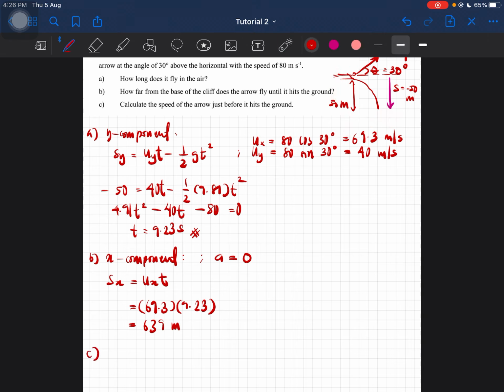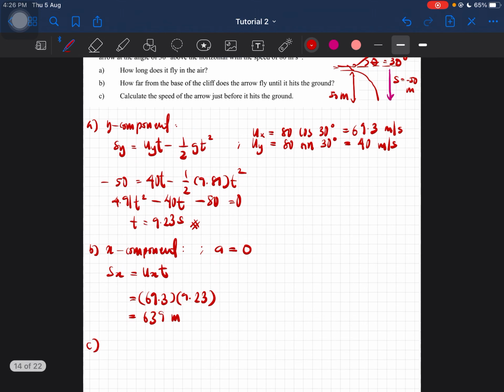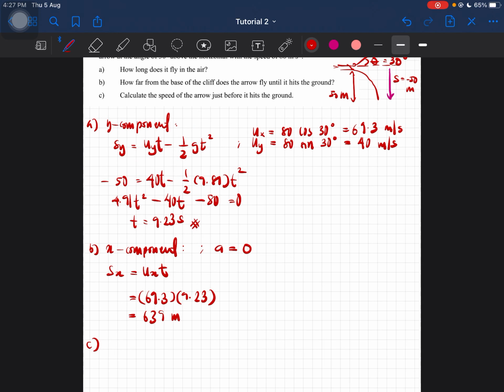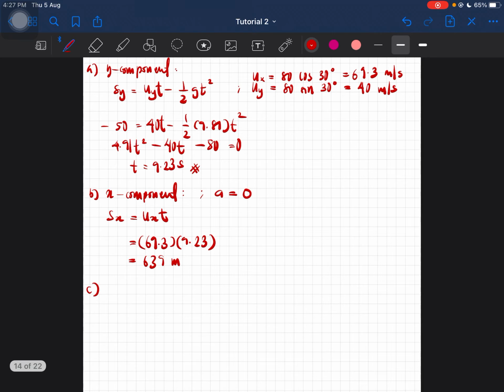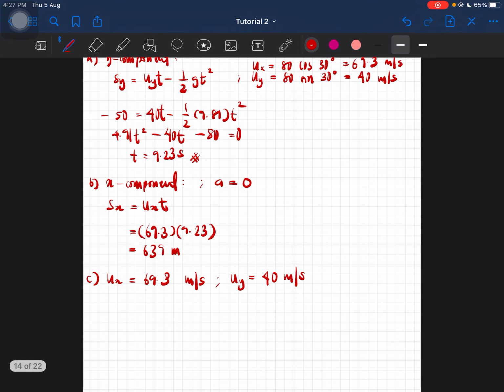Okay, now the final question: calculate the speed of the arrow just before it hits the ground. Okay, now for this one, this is a projectile motion. So if it is a projectile motion, we have x and y component, right? So we have ux, which is 69.3 meter per second, and then we also have uy, which is 40 meter per second. Okay, however, we still have to find the magnitude, we have to find the final velocity.